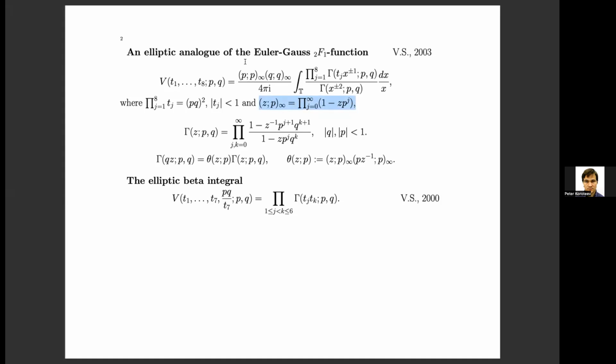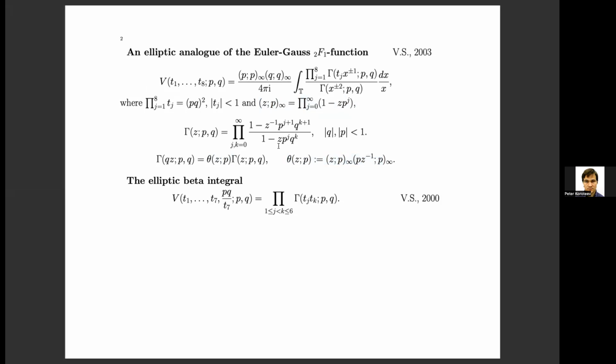An important thing is that the parameters of this integral should satisfy the so-called balancing condition. The product of the t's must be equal to pq squared, and some additional constraint in order to have this contour exactly the unit circle. And you saw already many times the definition of the elliptic gamma function, and it satisfies first-order difference equations of this type, where theta is just the shortened theta function. Also, you saw many times this function.